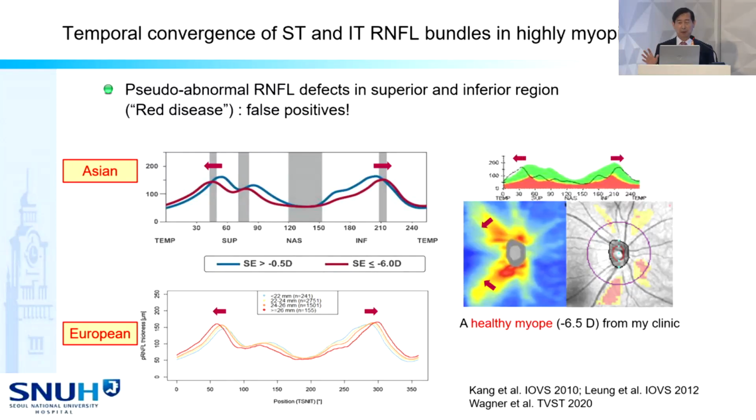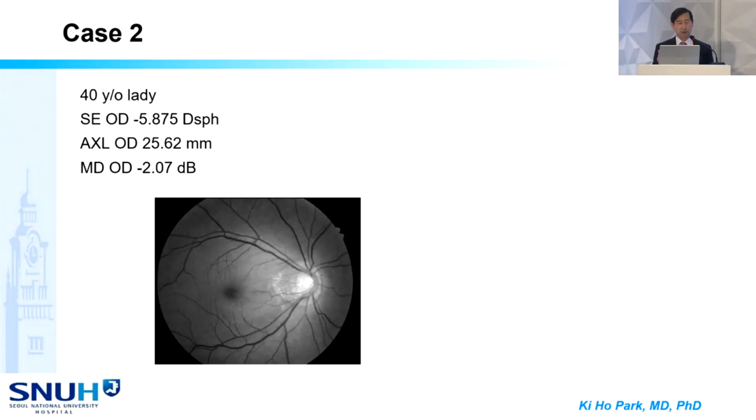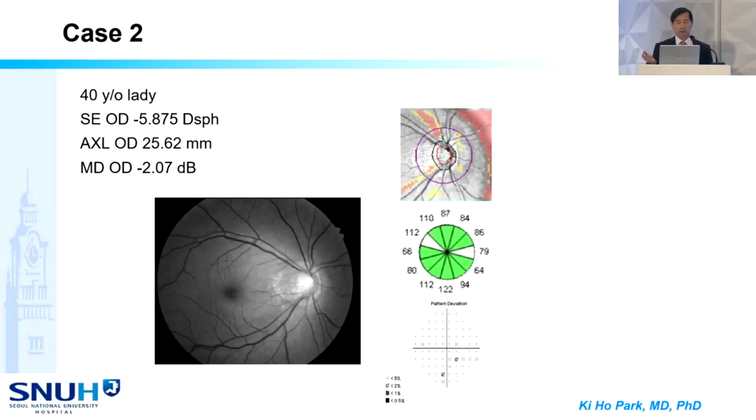So this is a healthy myopic case, minus 6.5 diopter. And you can see the thickness curve, superior and inferior thickness curve shifted temporally, and it touches the 5% normative database and 1% of the normative database, and it creates red disease like this. It is a normal myopic, healthy eye. So we need to look at the thickness curve in myopic eyes, whether the curve is shifted to temporal or not.